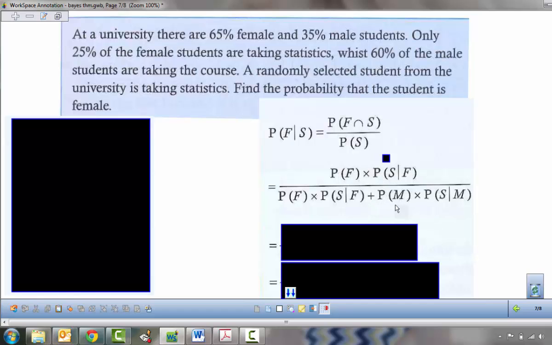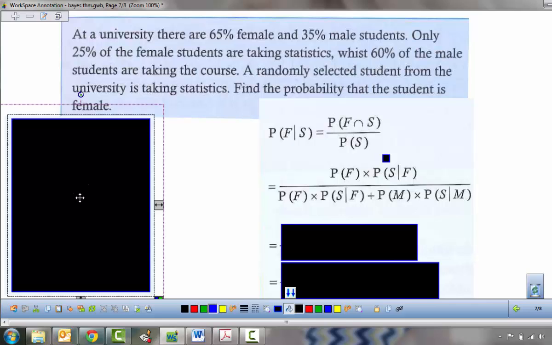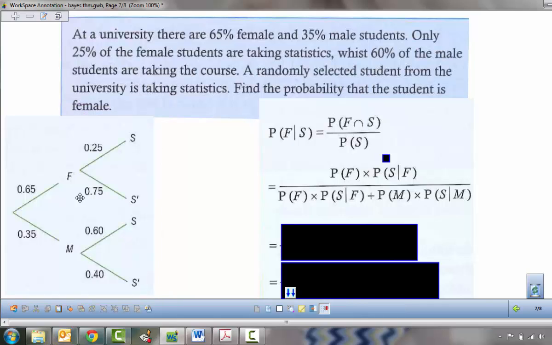Plus the probability of the other thing. So probability of a male times the probability of statistics given a male. This bottom is the probability that a student takes statistics. Whether they're male or female, we don't know, but that's the probability that they take statistics. So take a moment and create a tree diagram for this situation. You should have a tree diagram that looks like this, and now we have all the numbers that we need for Bayes' theorem.